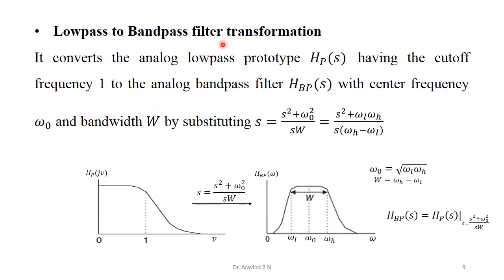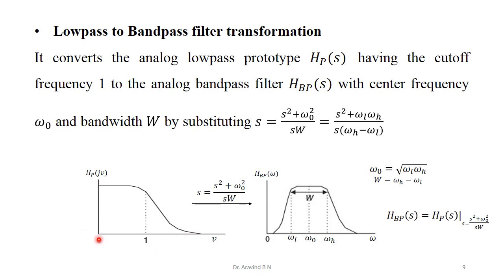Now low pass to band pass filter transformation. It converts the analog low pass prototype HP of S having the cutoff frequency 1 to the analog band pass filter HBP of S with center frequency omega naught and bandwidth W, by substituting S is equal to S square plus omega naught square divided by SW.